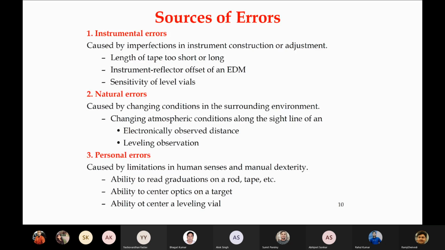The second is natural errors. That is caused by changing conditions in the surrounding environment, changing atmospheric conditions along the line of sight of an instrument, leveling observations.